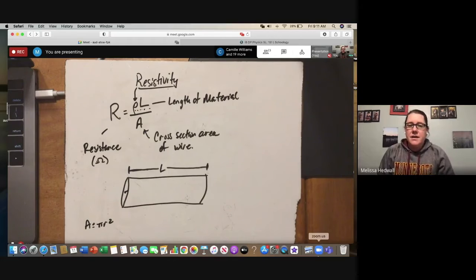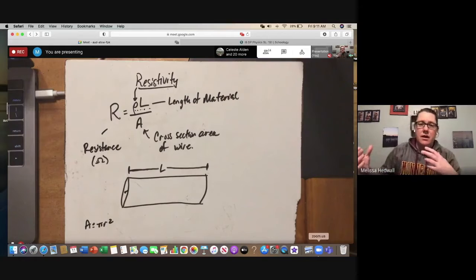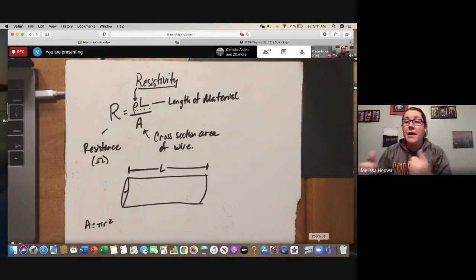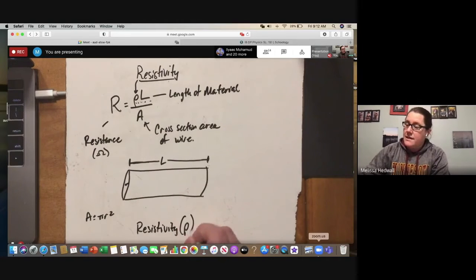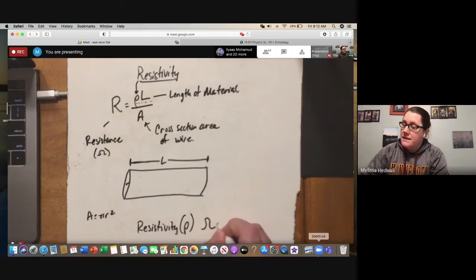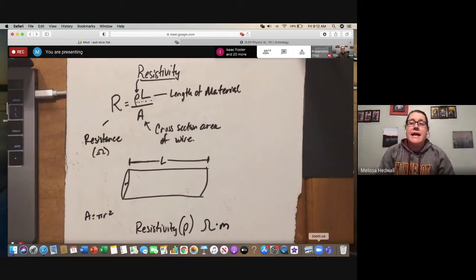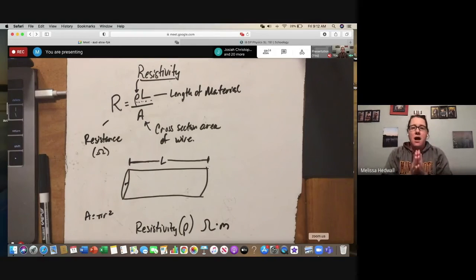Then you have resistivity, which is that tendency to resist the current. A higher resistivity means it's resisting the current more. Resistivity is measured in ohms times meters. It's not ohms per meter. It's ohms times meters.